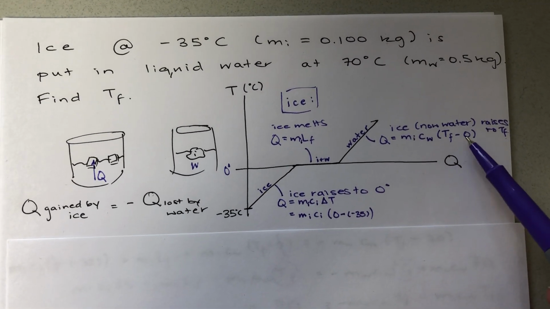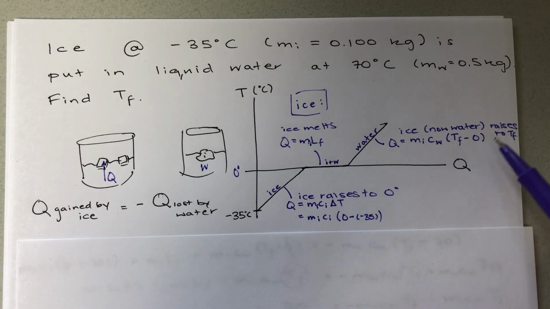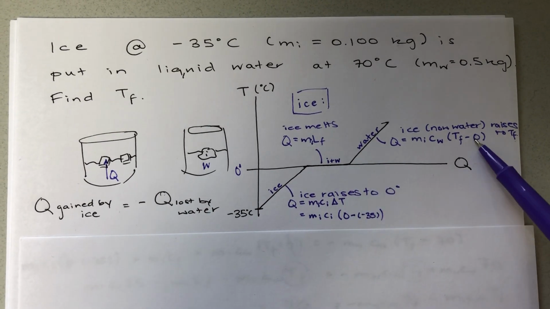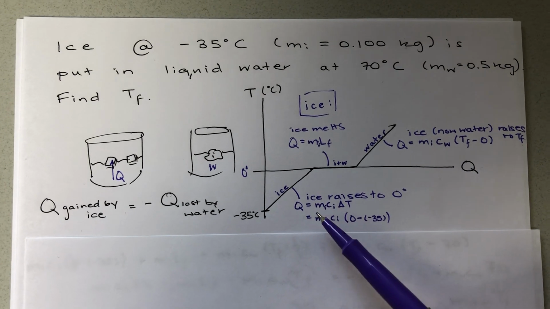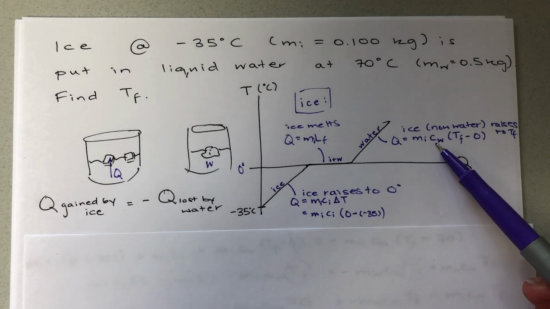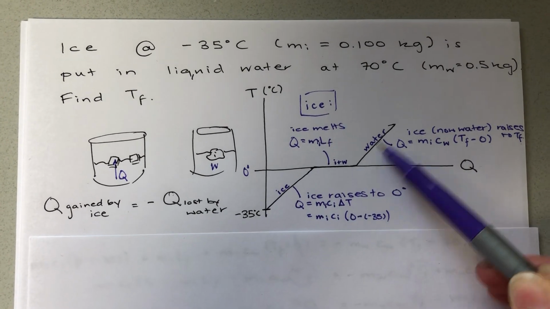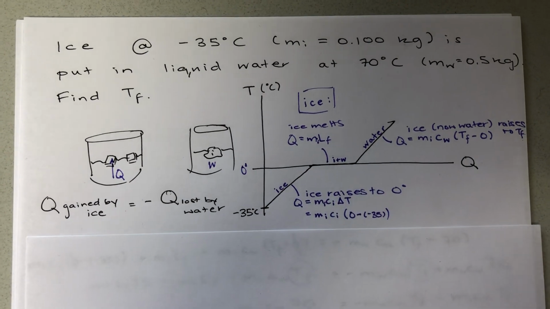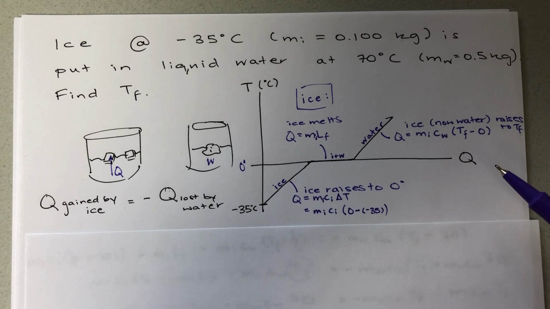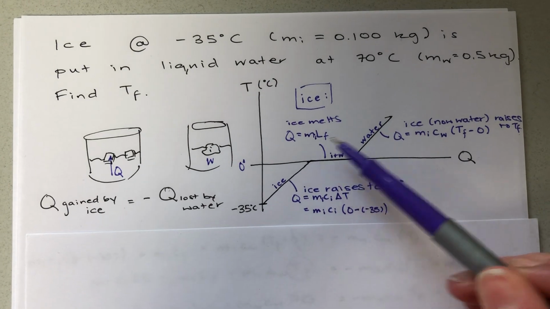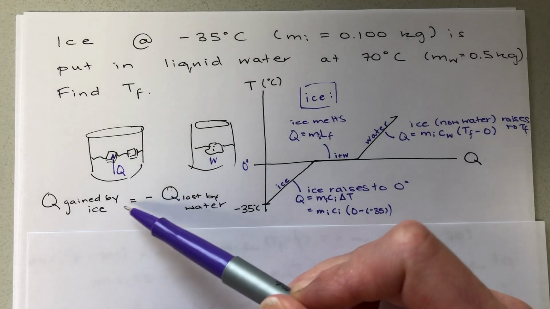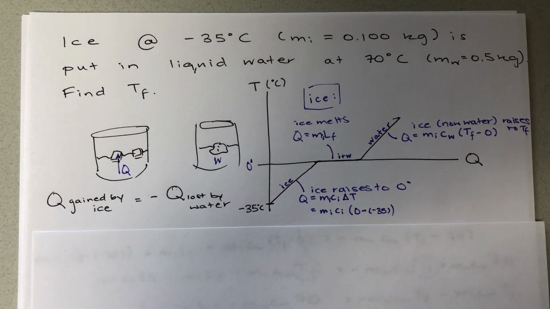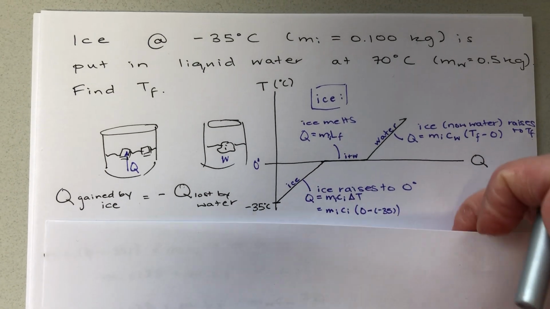So this is now TF minus the initial temperature at this stage, which is 0. So we've got two different stages where the ice is changing temperature, and then just one stage where it's changing phase. So we've got three chunks total when we're talking about the heat gained by the ice.